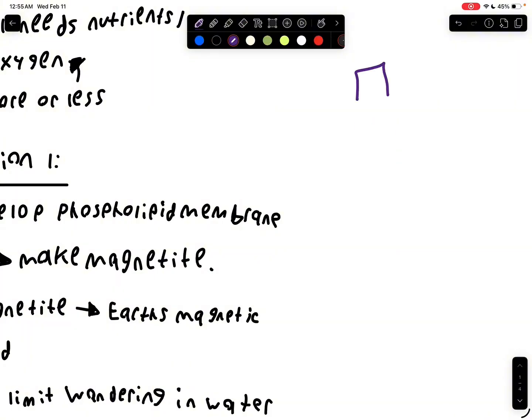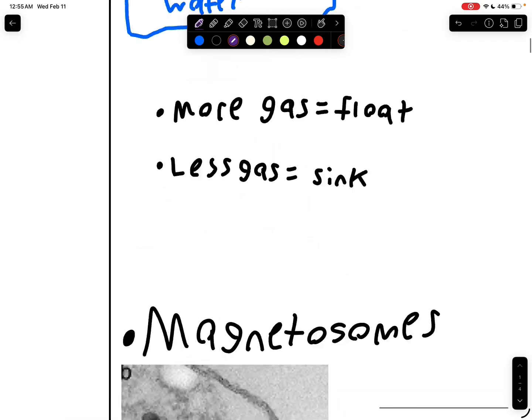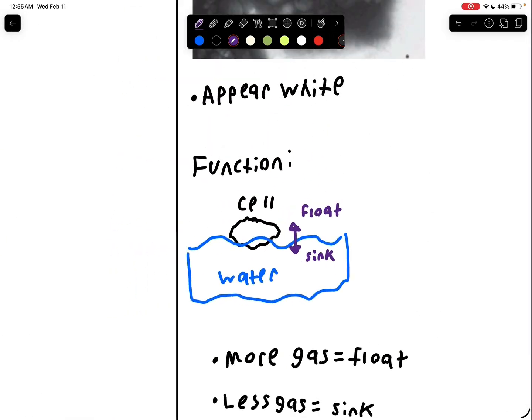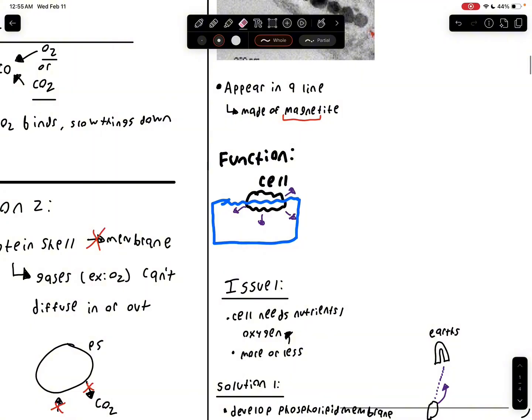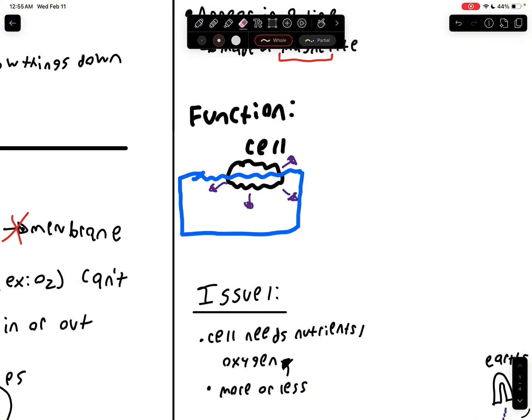So let me show you. Let's just say this is a magnet. Maybe that's not the best magnet. This is a magnet, right? Let's just say this is Earth's magnet and you're a cell. What happens is you'll be able to sense where that magnetic field is coming from, and you'll be able to move towards it to either get more or less oxygen instead of moving all the way around the ocean just to find nutrients. So this is just one way that is very similar to this gas vesicle, but instead of floating and sinking, this has to do with 3D movement in water.